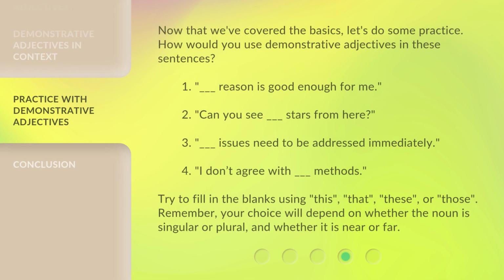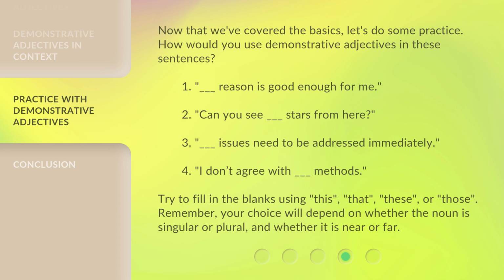Now that we've covered the basics, let's do some practice. How would you use demonstrative adjectives in these sentences? 1. Blank reason is good enough for me. 2. Can you see blank stars from here? 3. Blank issues need to be addressed immediately. 4. I don't agree with blank methods.